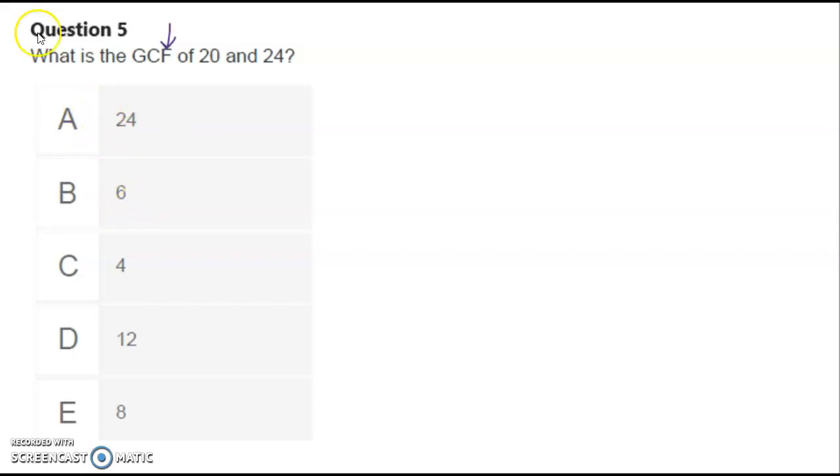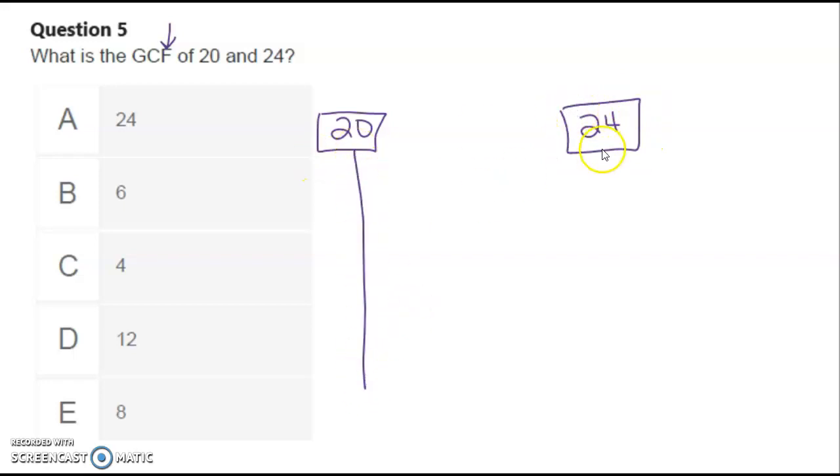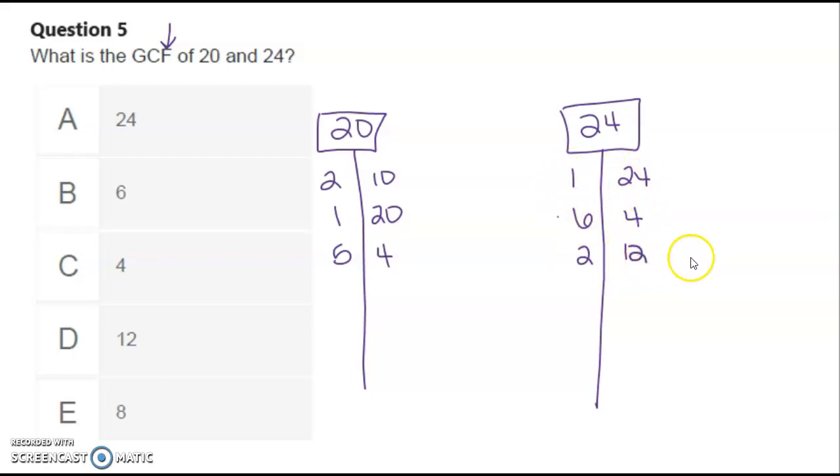Well, I'll show you. Okay, so let's think of factors of 20, and we're going to think of factors of 24. All right, numbers that multiply to be 20. We have 2 and 10, 1 and 20, 5 and 4. I think that's it. Okay, so let's do numbers that multiply to be 24. 1 and 24. I know that 6 and 4 do. 2 and 12. 3 and 8. I can't think of any more.